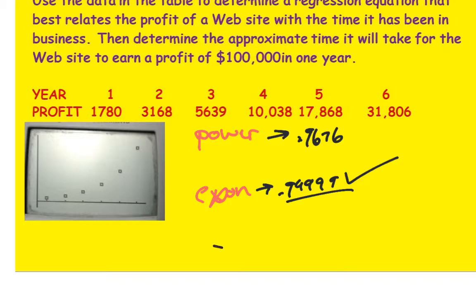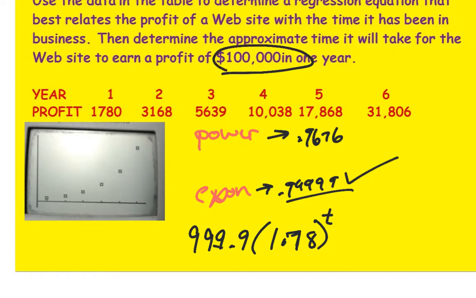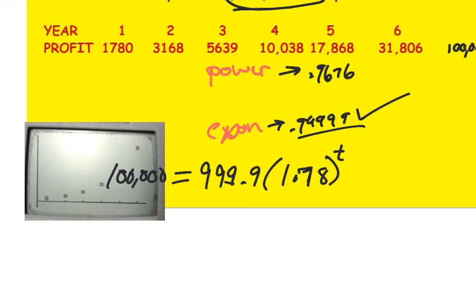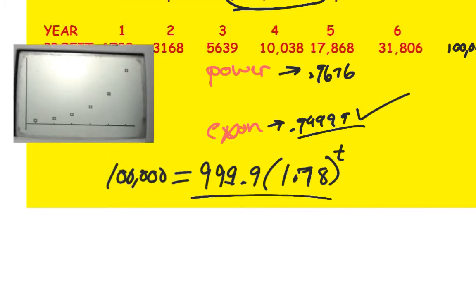And the equation is going to be 999.9 with a base of 1.787 to the t. And of course you can have that put in your calculator, but we want to approximate the time it will take the website to earn about $100,000 in 1 year. So I want to set this equal to $100,000, and I need to solve that. In order to solve it, I'm going to divide by 999.9.